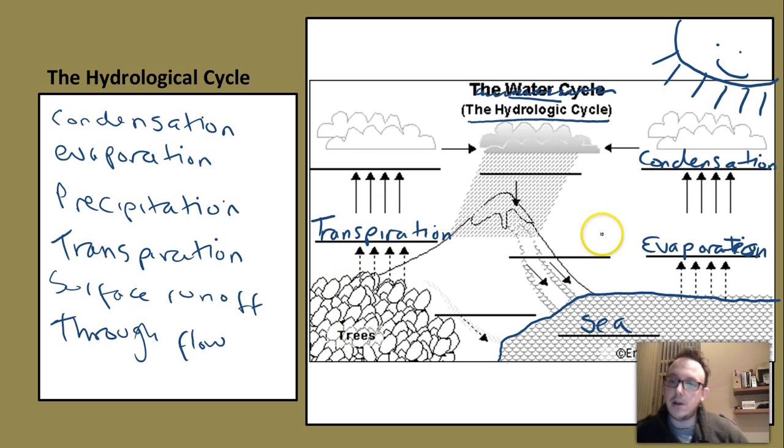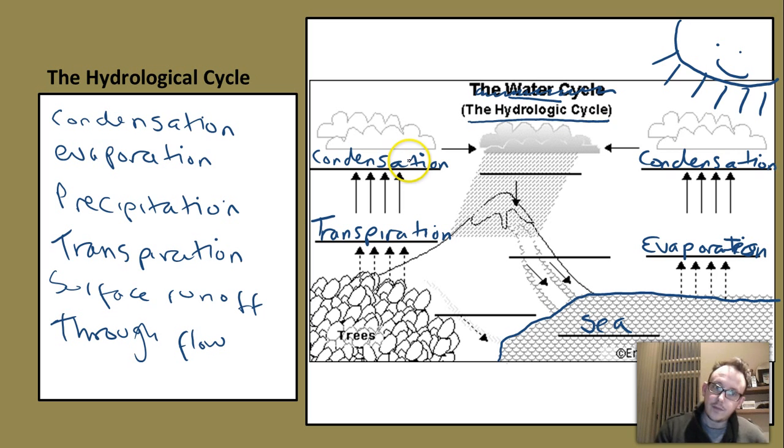So transpiration is the movement of water out of trees into the atmosphere. Like evaporation is movement of water off the land, if you like, into the atmosphere. This is out of trees and vegetation into the atmosphere. And then when that water goes into the atmosphere, the same thing happens as it would do in evaporation. It cools and it condenses to form water droplets and clouds.